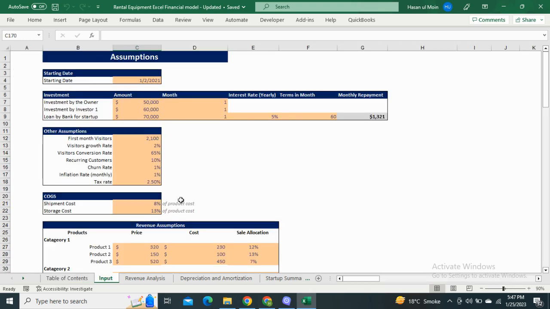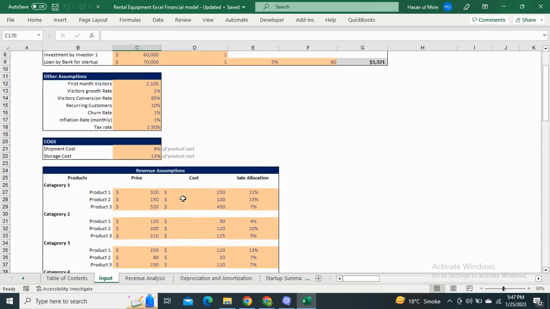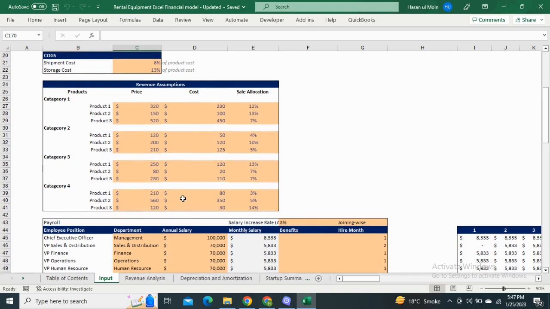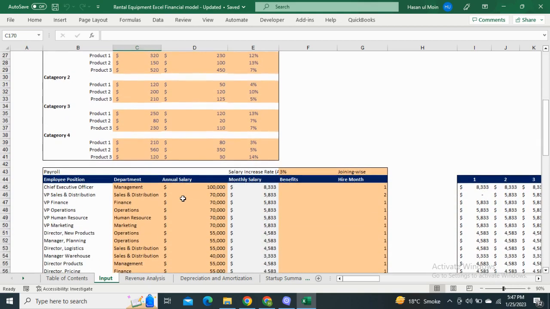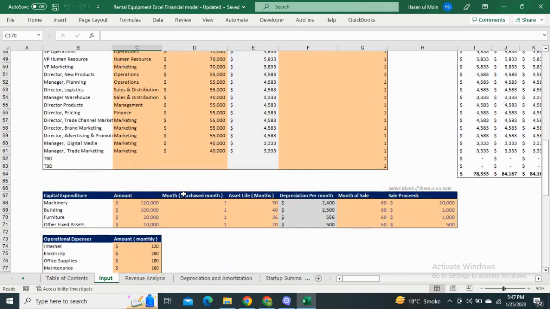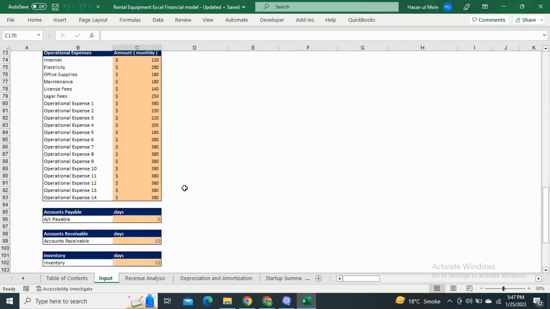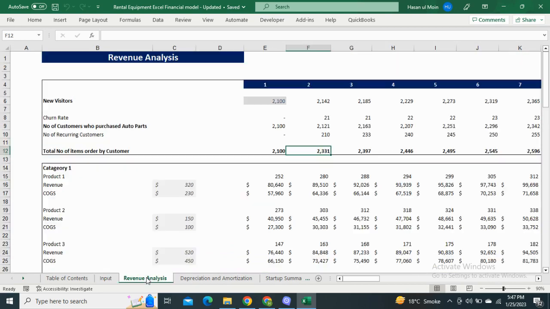Moving on to the input sheet, it shows the assumptions for the investment, the cost of goods sold, the revenue segmentation, the revenue generated from the rental of each product, the payroll assumptions, capital expenditure, operating expenses, accounts receivable, payable, and inventory days assumption.